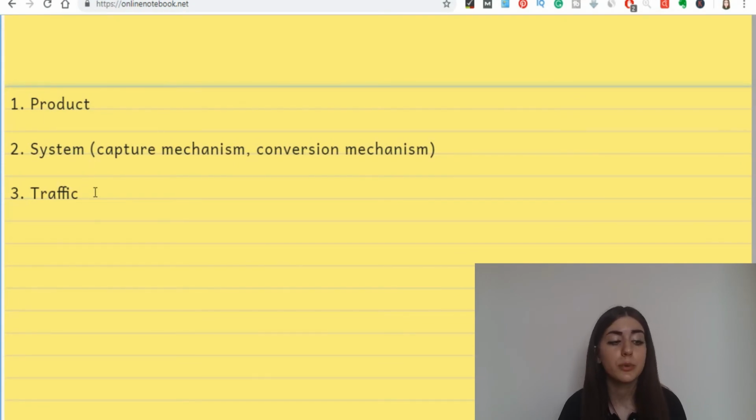But basically this is the process, right? We have step number 1, product, you have your system, and you have your traffic. So you are sending traffic to your system, and basically this system helps you sell this product.